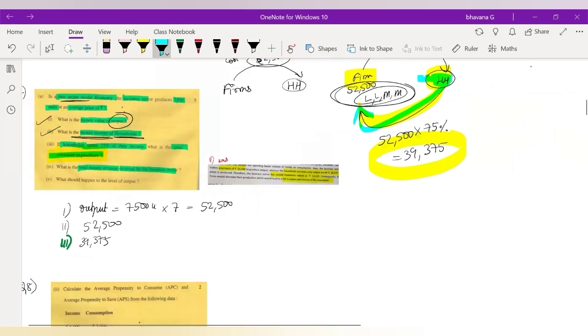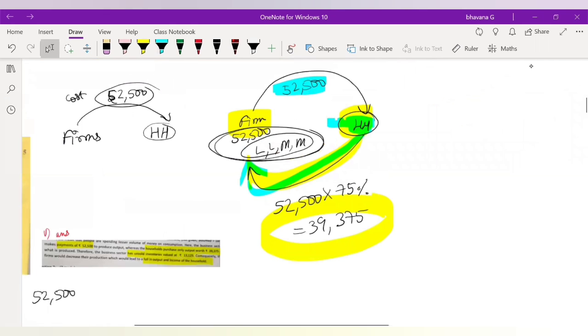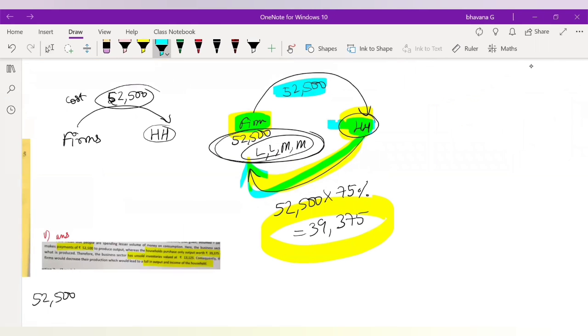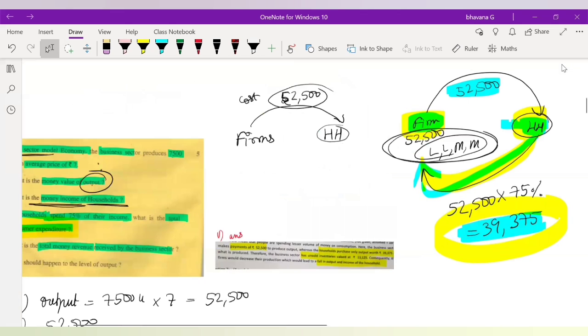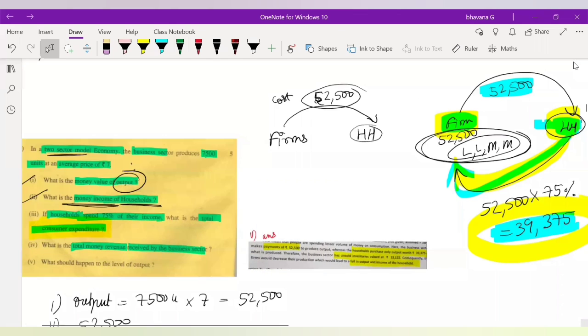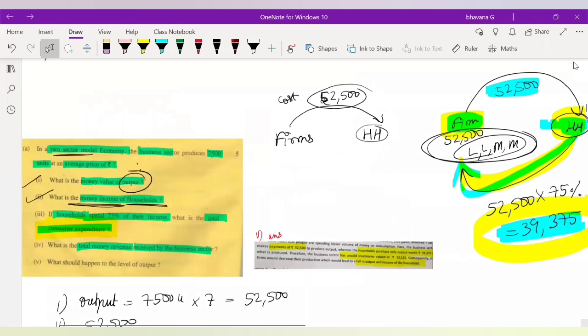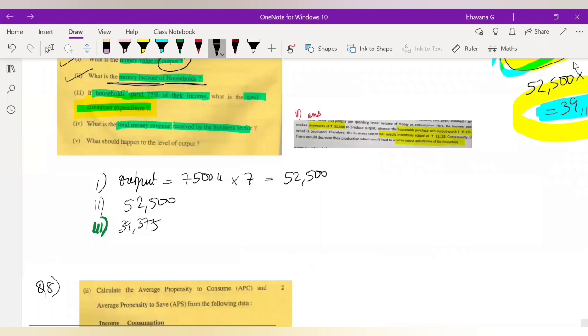Next they have asked you, what is the total money revenue received by the business sector? So the total money revenue received by the business sector here is however much the household is going to give back to the firm. Here the household is giving back to the firm 39,375 only. So using that money only, the firm will also be able to produce, right? So here the total money revenue received by the firm is nothing but 39,375. It is whatever the household is going to give the firm, that is only their revenue, right?